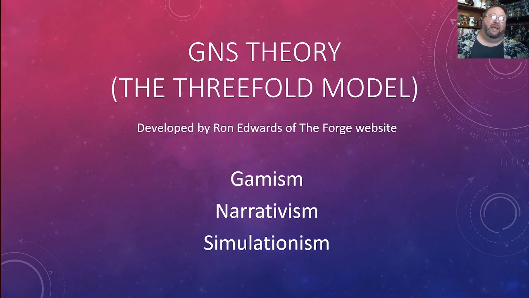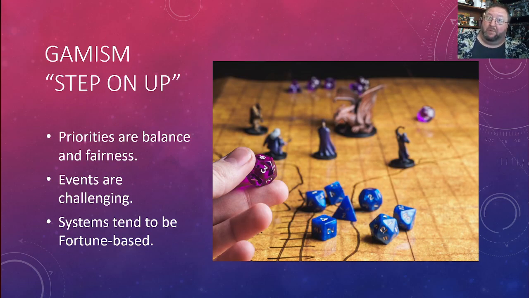So the GNS stands for Gamism, Narrativism, and Simulationism. These are considered to be three elements that every game has to one degree or another, and most role playing games will focus on one of them in particular, usually. So, what are they? What is gamism, narrativism, and simulationism? Good question. I'm glad you asked.